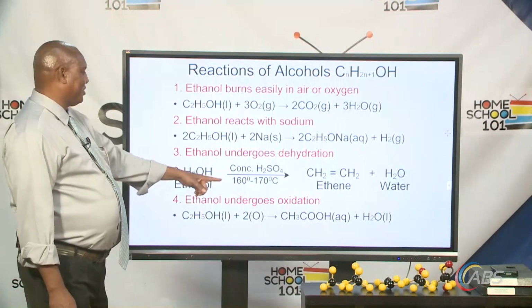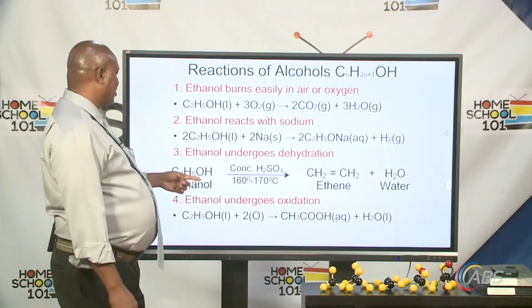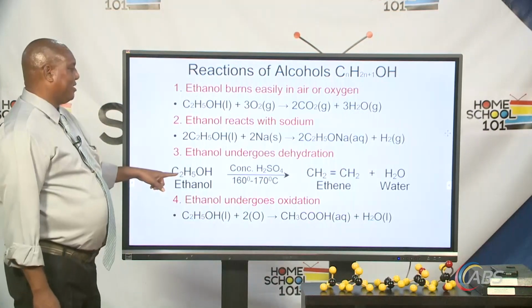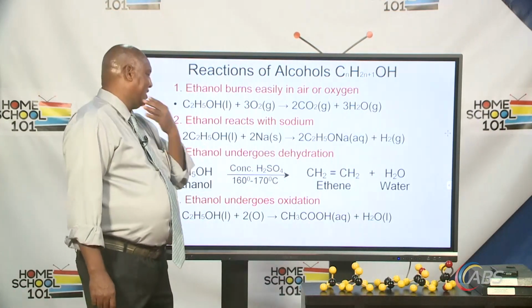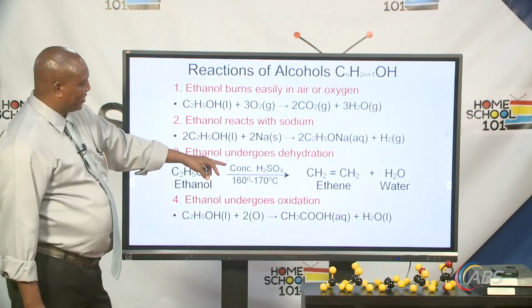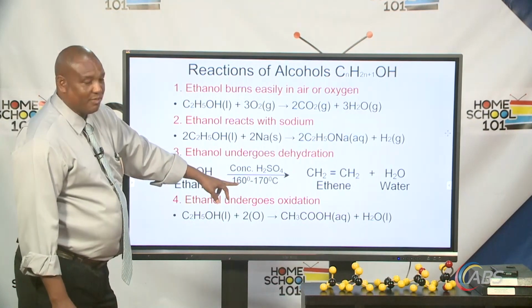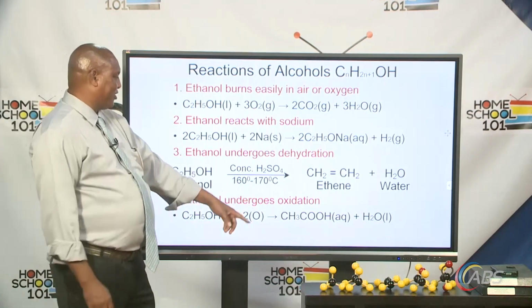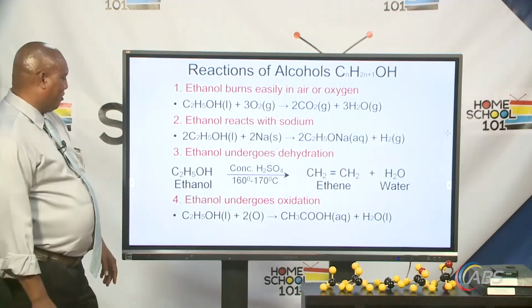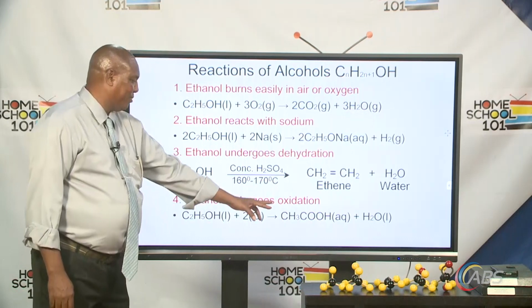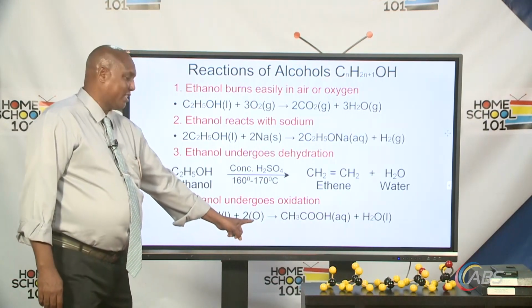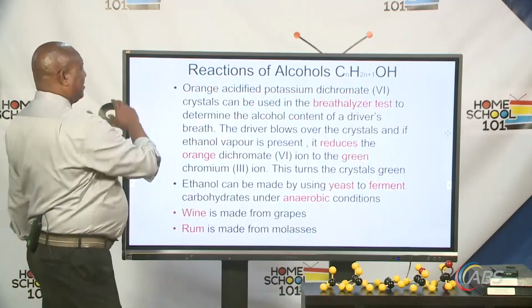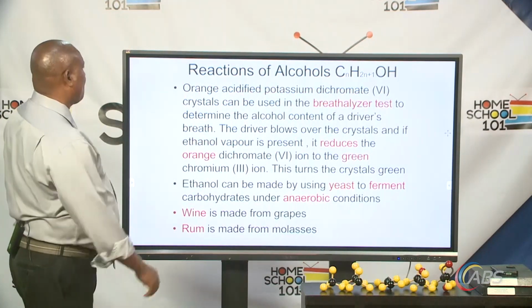We can also produce ethene. We can dry out the water, or remove the water from ethanol, and therefore produce ethene if we use concentrated sulfuric acid as a drying agent and subject it to 160 to 170 degrees Celsius. Ethanol also undergoes oxidation. So it can oxidize, the 2 O's here coming from an oxidizing agent, to produce ethanoic acid and water. Okay?